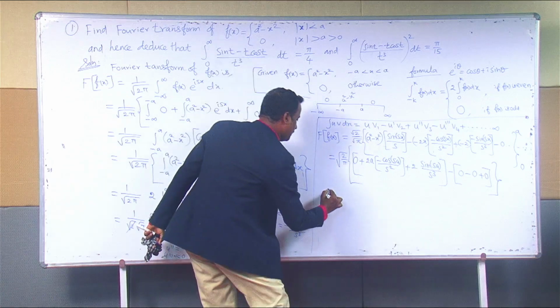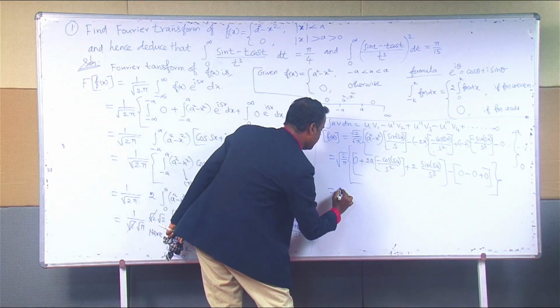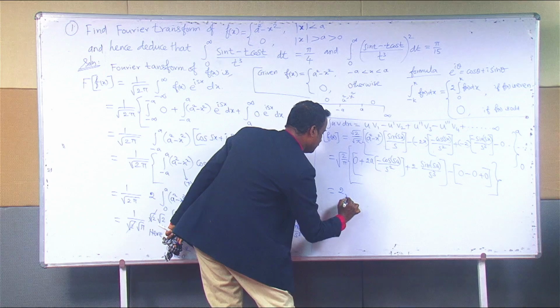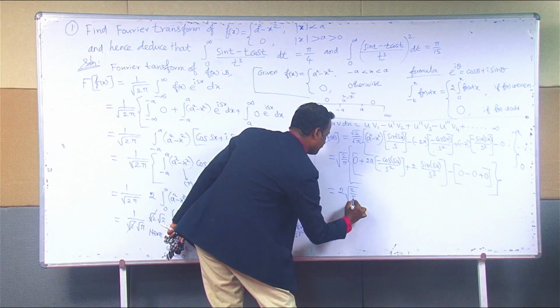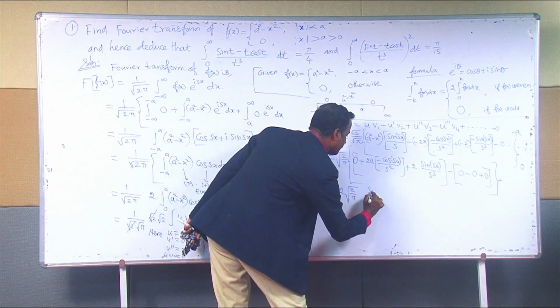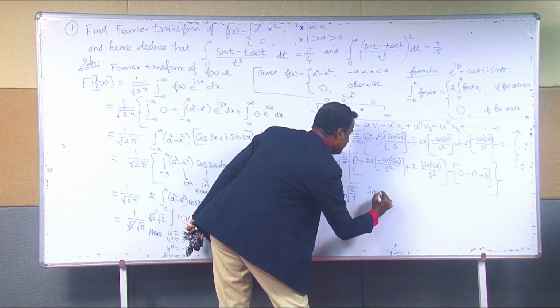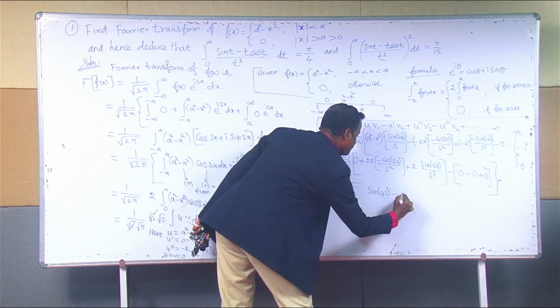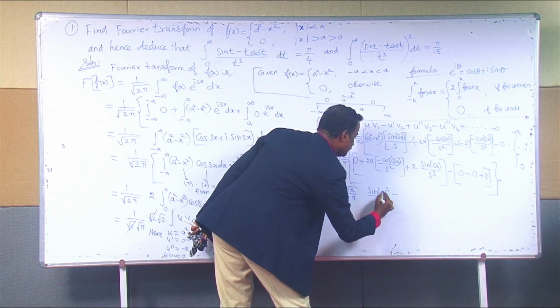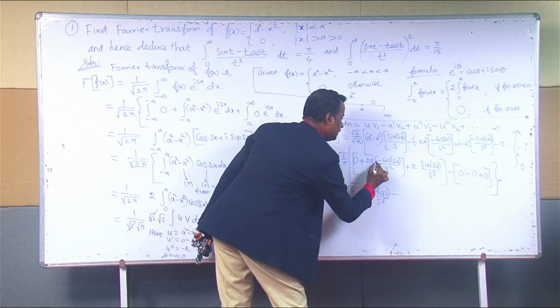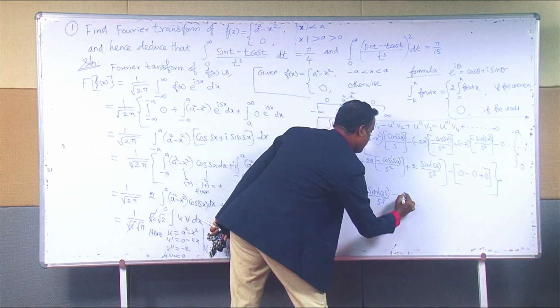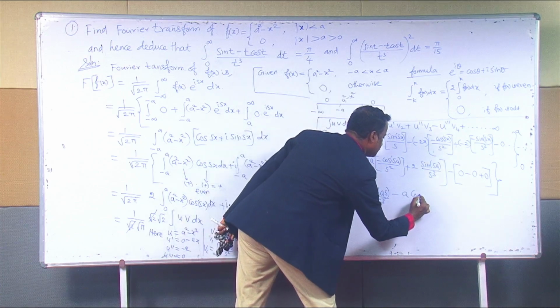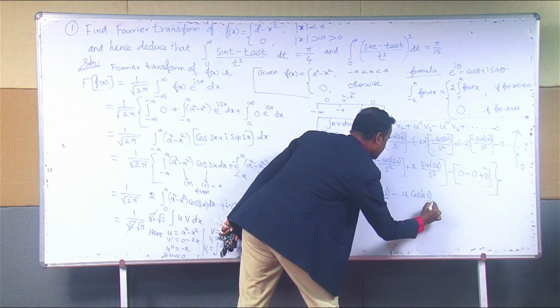After that, we have to write here, 2 is common, so we can write it as 2 into root of 2 by pi, sin as minus as cos as... Here: sin as minus sin as by s cube, and here there is a minus as into cos as divided by s square.